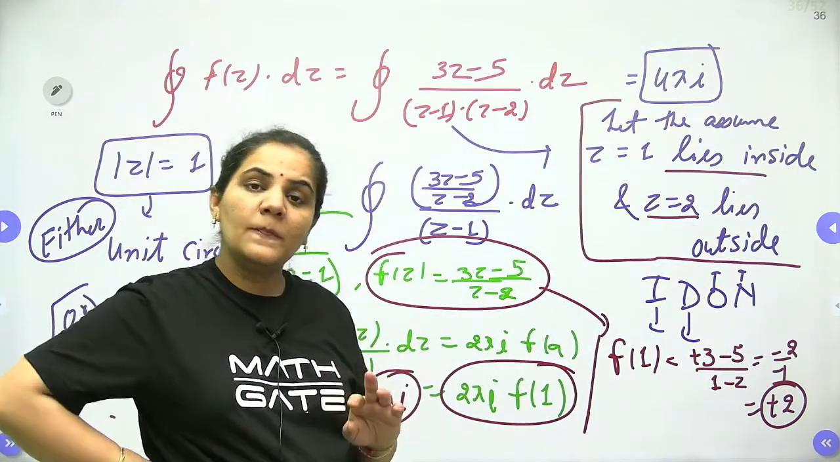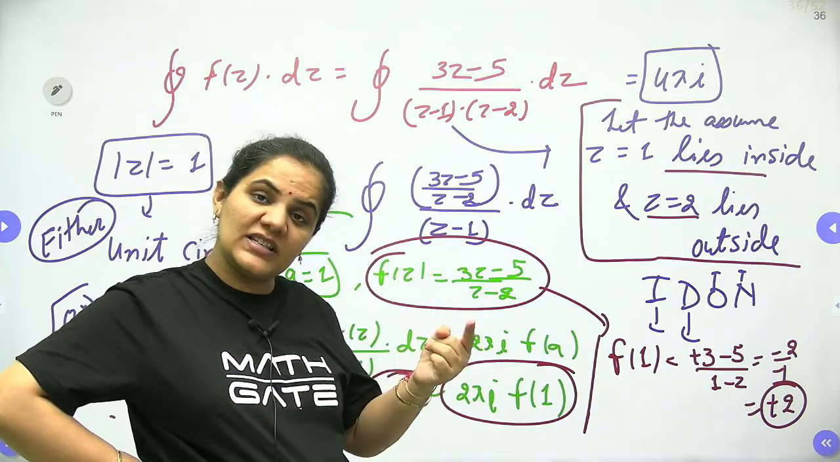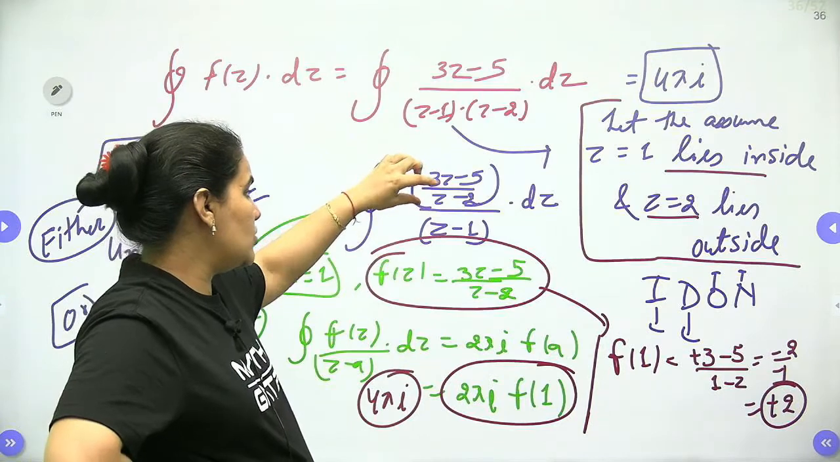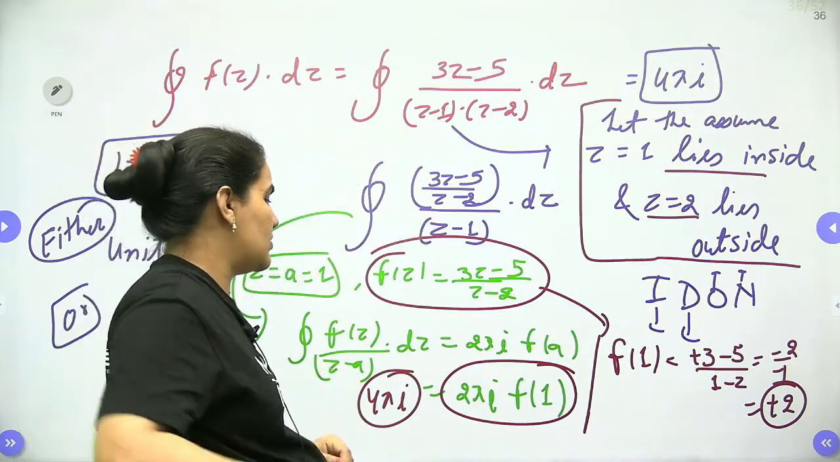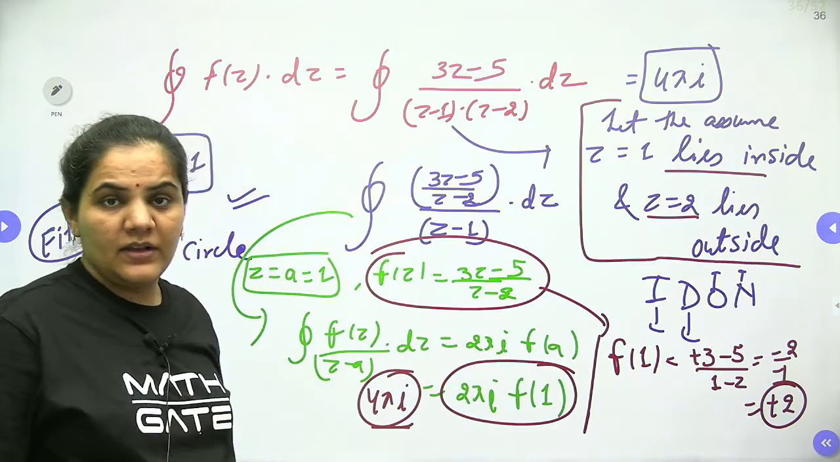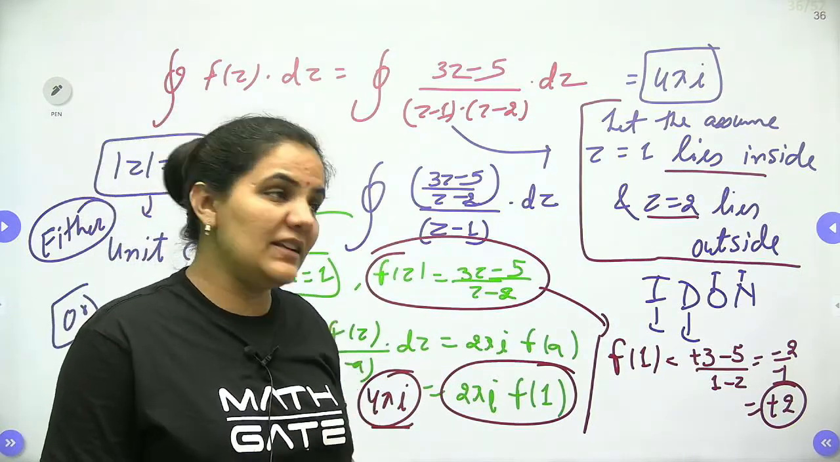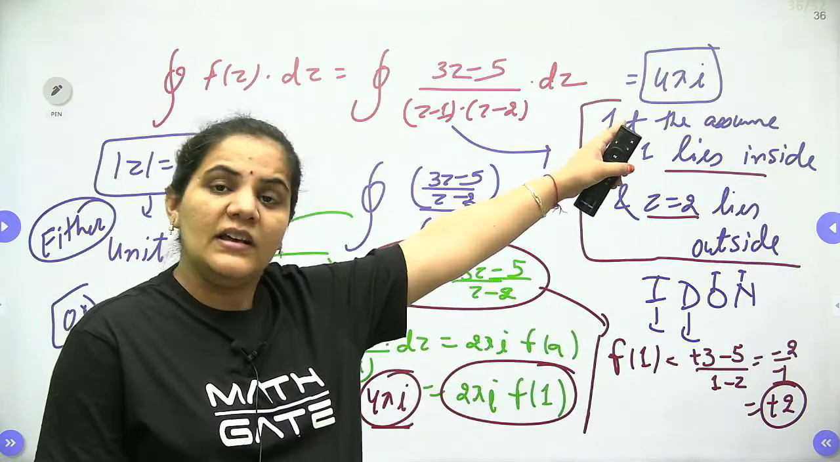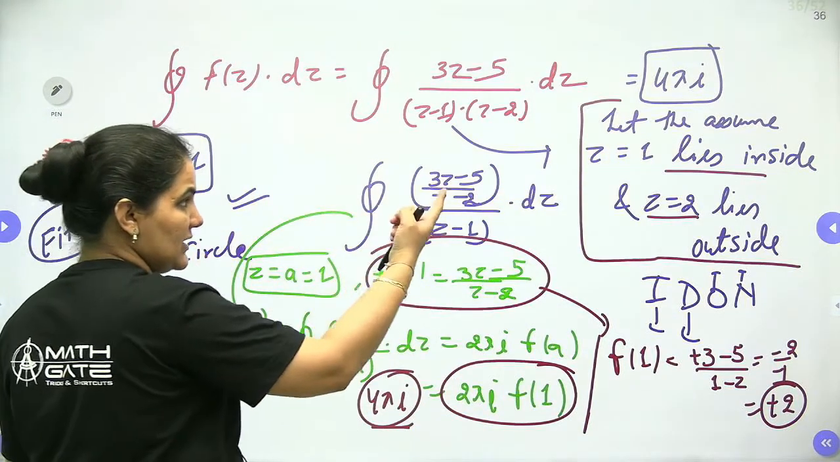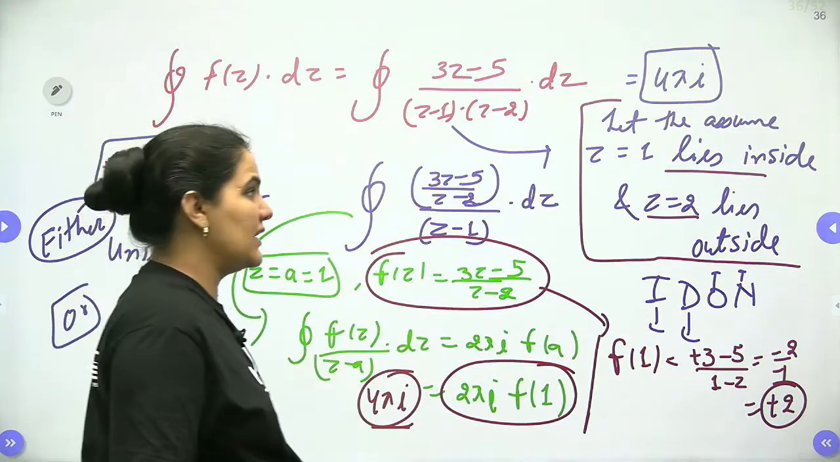Suppose we assume that z = 2 is inside and z = 1 is outside. When we approach it this way, it does not satisfy 4 pi iota. That is why this is the result which we already have. So here we can conclude that the assumption we were taking was exactly right.